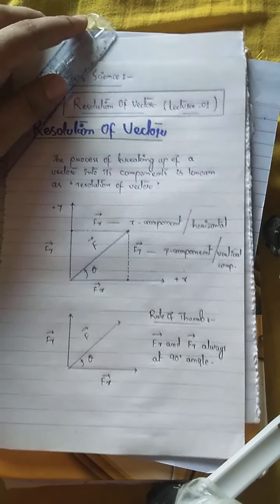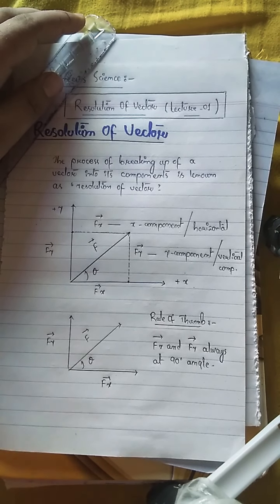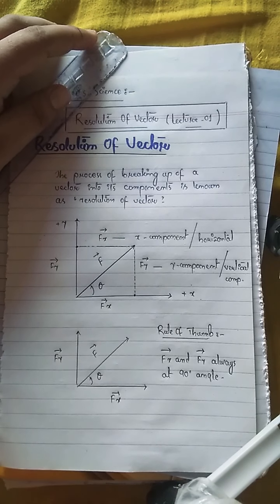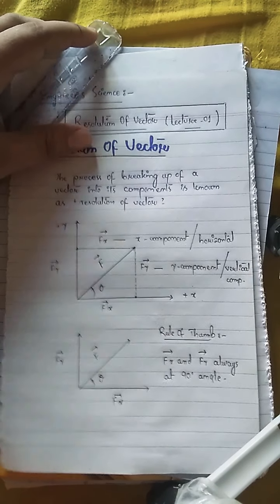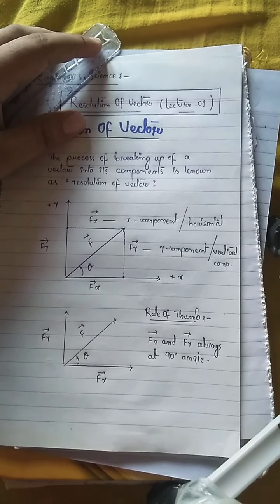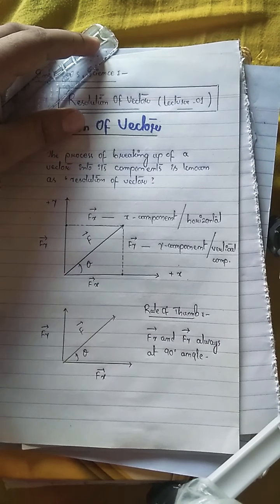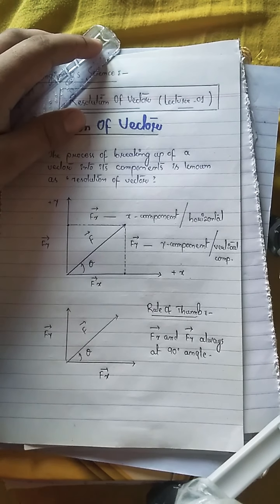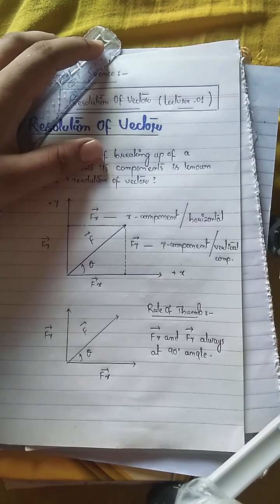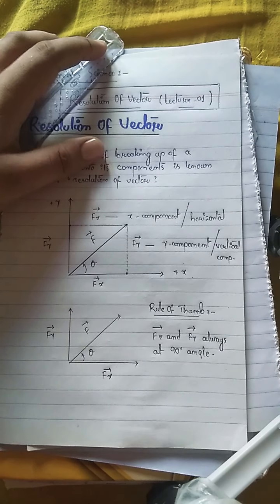Resolution of vector is nothing but a process of breaking up of a vector, a process of splitting a vector into its components. And in two-dimensional vector analysis, we always have two components of the vector. The first component is the x component, which is also known as the horizontal component, whereas the second component is the y component, which is also known as the vertical component of the vector.